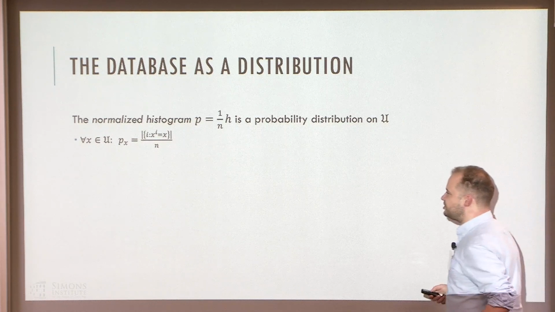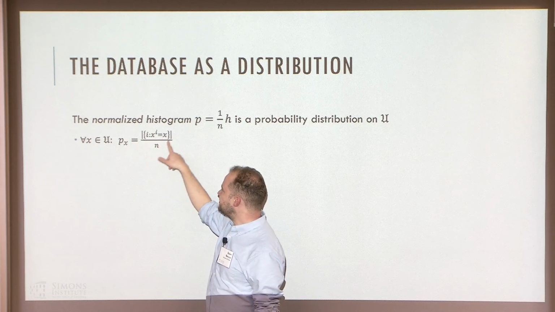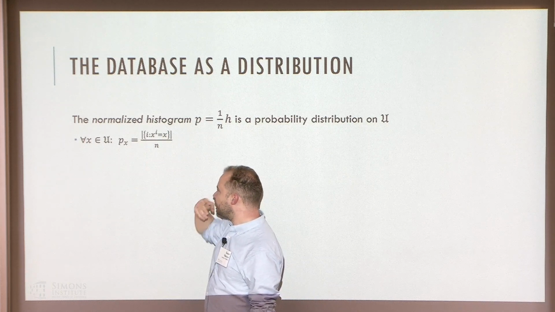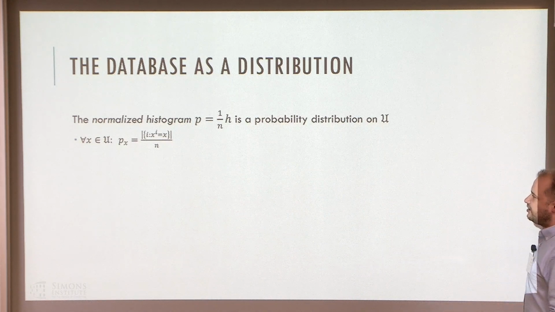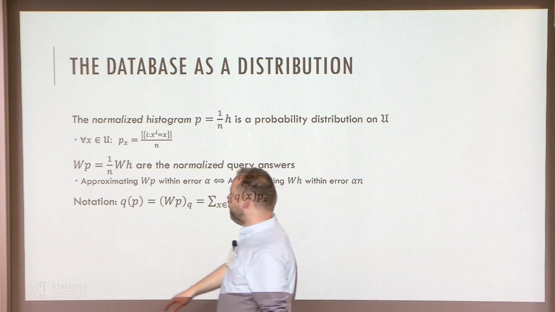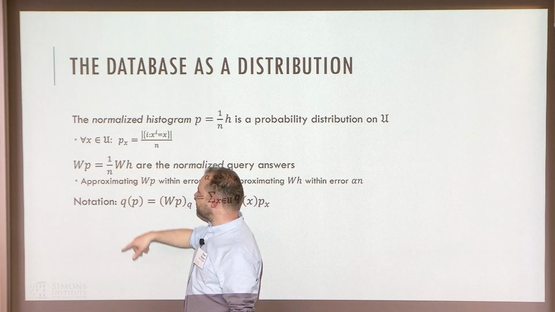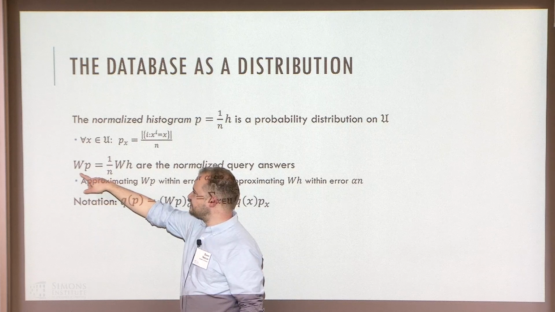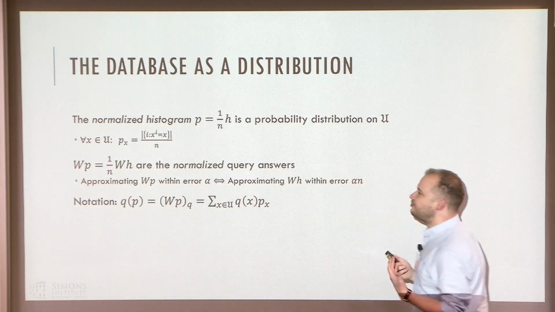And this probability distribution is just, for every universe element x, every possible database row, what is the fraction of the database that is equal to this database row. So this is just the empirical distribution of the database, like a normalized histogram. And we said before that the counting query answers are given by this product of the query matrix and the histogram. If I divide everything by n, this is the same as the query matrix times the normalized histogram. So these are just the normalized query answers.